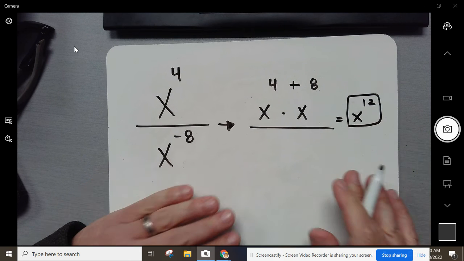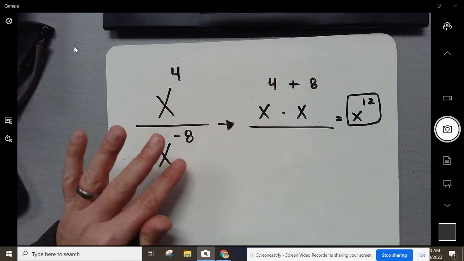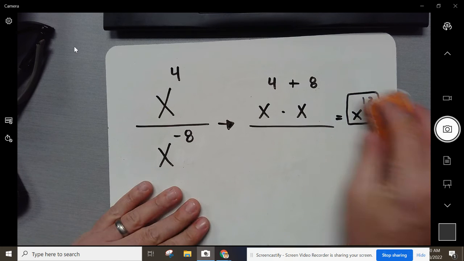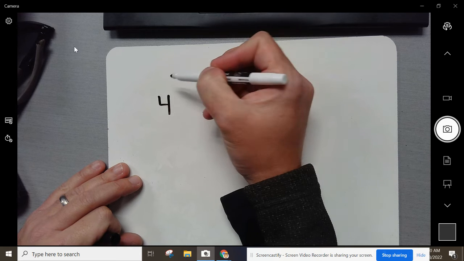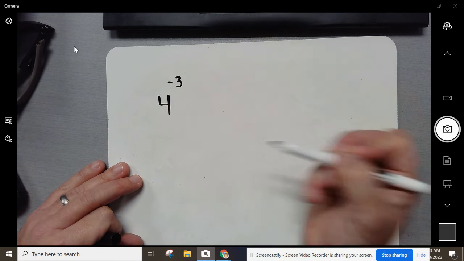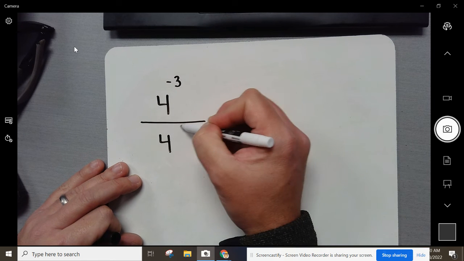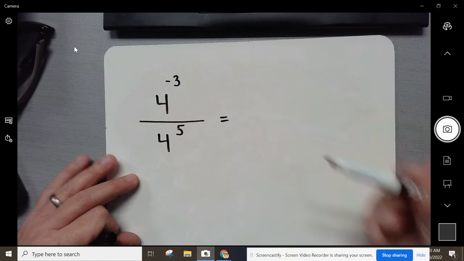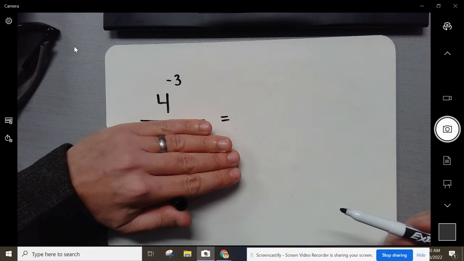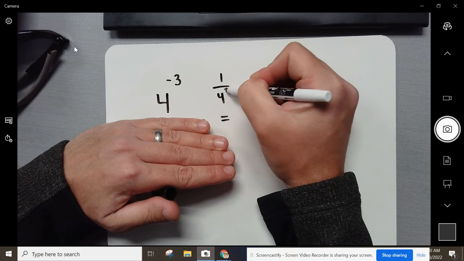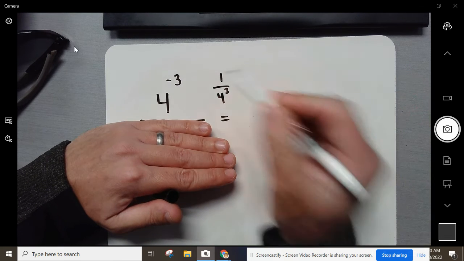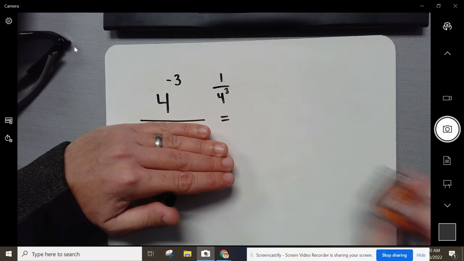All right? Little confusing. Let's do one that's a little simpler. I kind of threw one at you that was a little more intense. All right? What if I said 4 to the negative 3rd over 4 to the 5th? All right, what if it was just this? Remember, if it was just this, it would have been 1 over 4 to the 3rd, right?